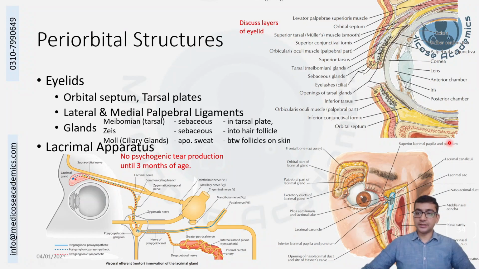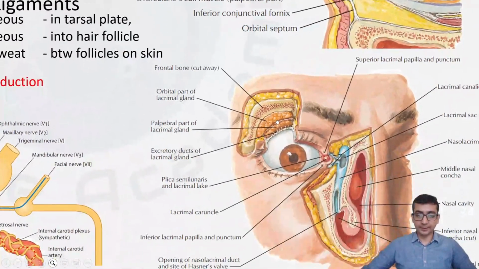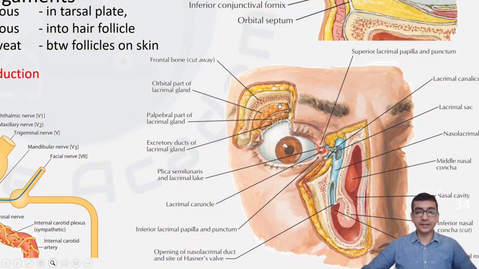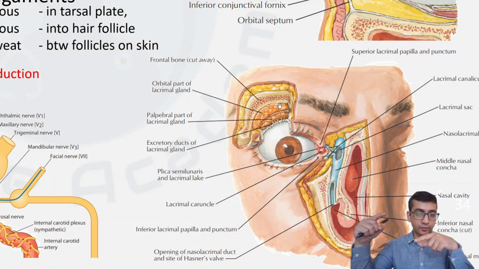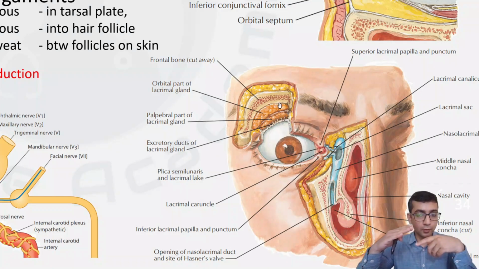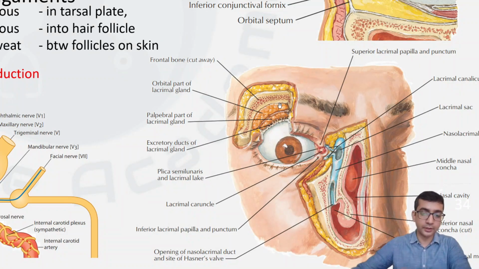And last but not the least, we are left with lacrimal apparatus, the apparatus that produces the tears. The lacrimal gland is present on the superolateral aspect of the orbit, just below the roof of the orbit, at the junction of the roof and the lateral wall. That is the lacrimal fossa right here, in which the gland is present.